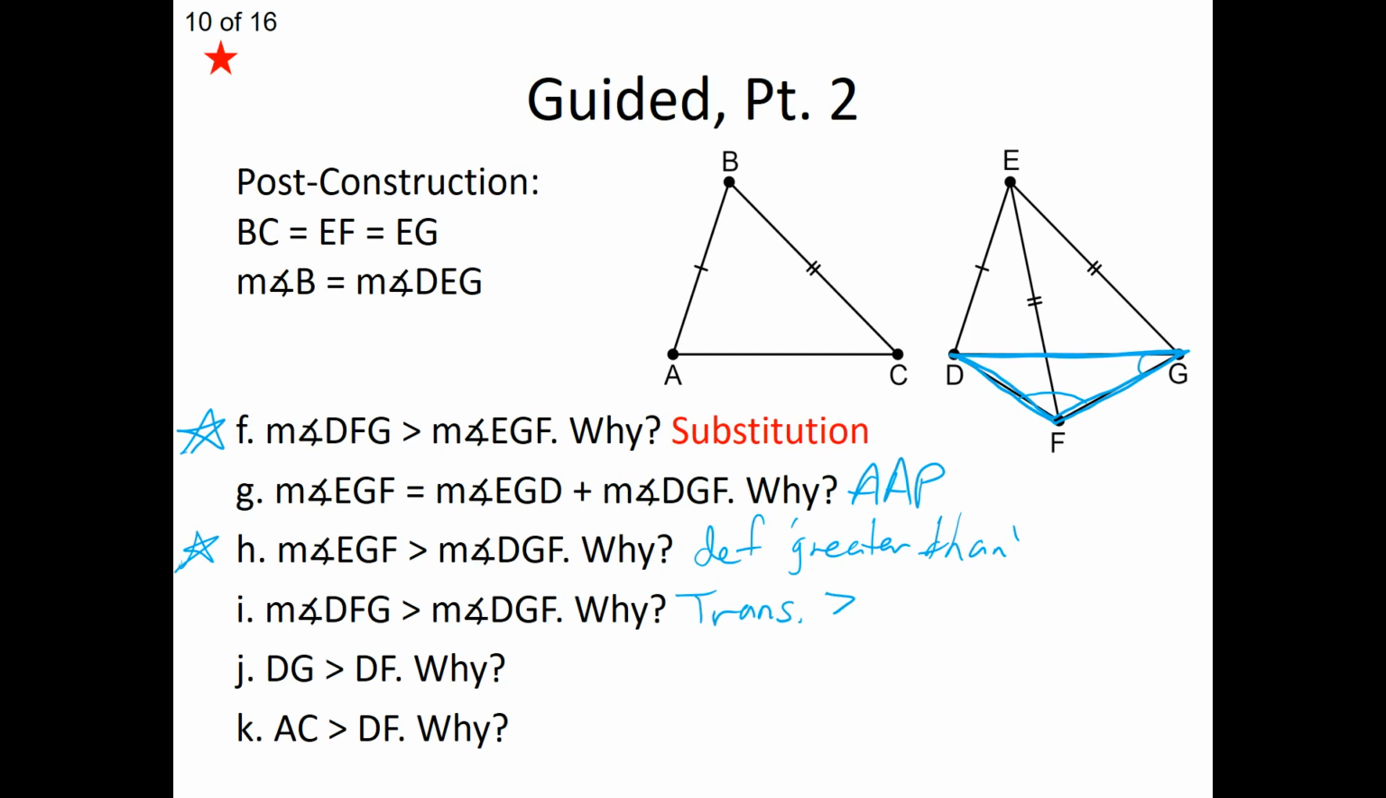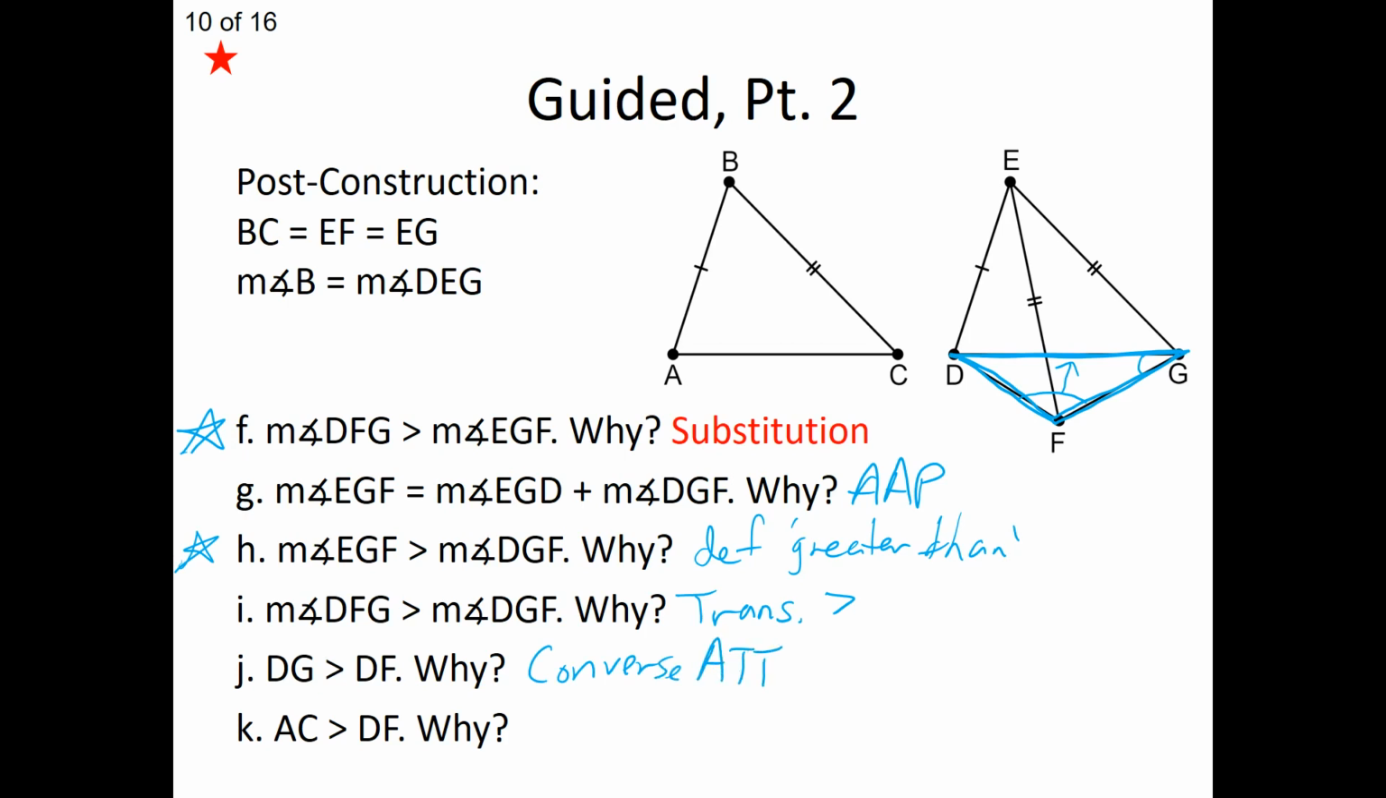If A is greater than B and B is greater than C, then A has to be greater than C. If DFG is greater than EGF and EGF is greater than DGF, that means DFG has got to be greater than DGF. Okay, DFG is greater than DGF by transitive greater than. Well, what does that do? We now have a comparison of angles within one triangle. That means I can look at the side opposite and say, hey, the side opposite of the greater angle is the greater side, and I can claim that by the converse of the isosceles triangle theorem.